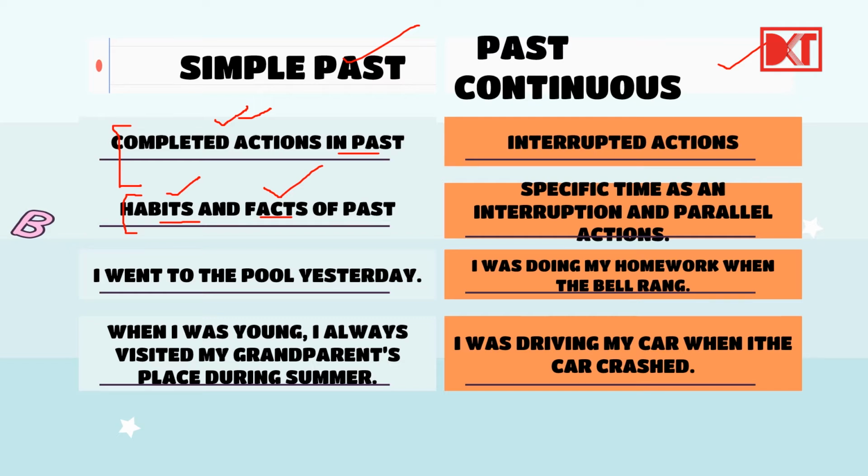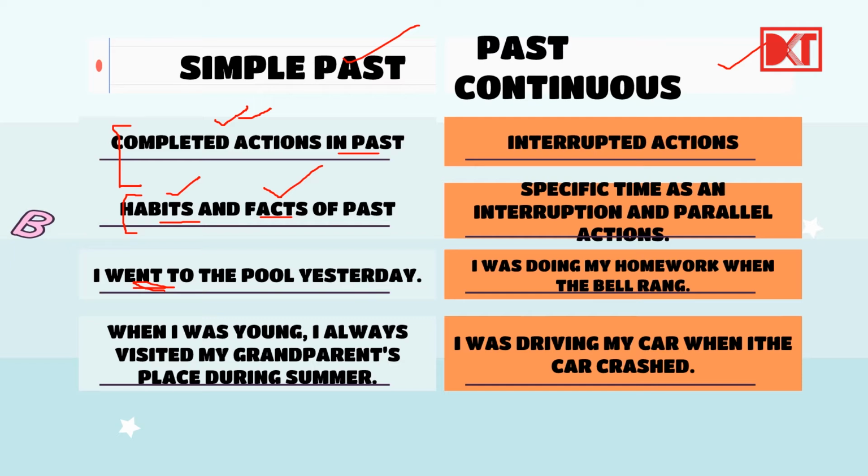Example, I went to the pool yesterday. अब ये एक action था जो मैंने कल complete कर लिया. मतलब कि मैं कल पूल पे गया था या गई थी, और जो action था वो कल ही complete हो गया. Right, कल होके आ गई. So I went, and this is the completed action in the past.